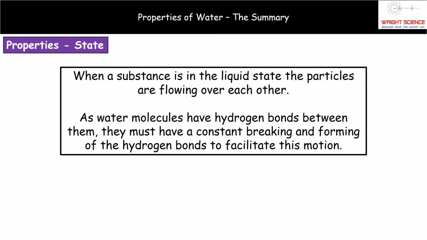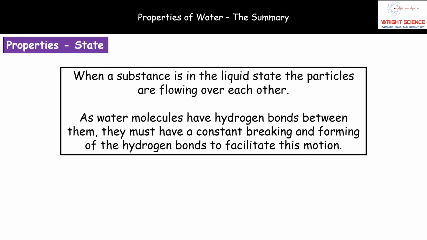So what we're going to do then is have a look at some of these key properties of water and how it relates to living organisms and their ability to exist, full stop. So first property on the list is the state. If we consider water itself, then at room temperature and pressure, water is in the liquid state. If the substance is in that liquid state, that tells us that the particles are able to flow over each other. So we've got this ability for movement within the substance itself.